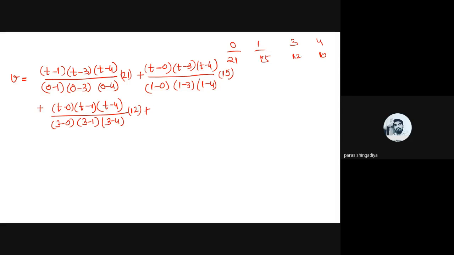And the last term is (t minus 0)(t minus 1)(t minus 3) divided by, in place of t we'll use 4, so (4 minus 0)(4 minus 1)(4 minus 3) into 10. Clear?